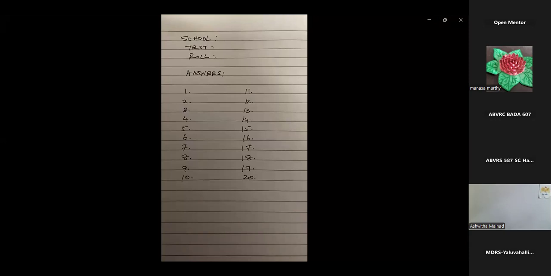You should use only the ruled notebook. Do not use unruled notebook. This is the first thing. Ruled notebook only must be used. First thing should be school. You have to manually write school. Write everything in big capital letters.